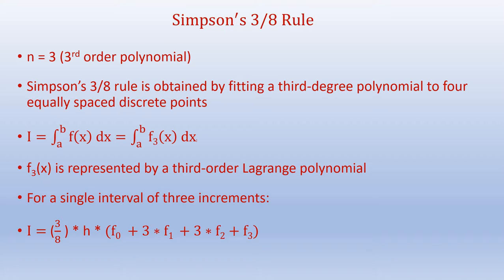For a single interval of 3 increments, we have I equals 3/8 times h times f0 plus 3f1 plus 3f2 plus f3. This is the formula we can arrive at when we substitute a third order Lagrange polynomial into that integral a to b f3 of x dx.